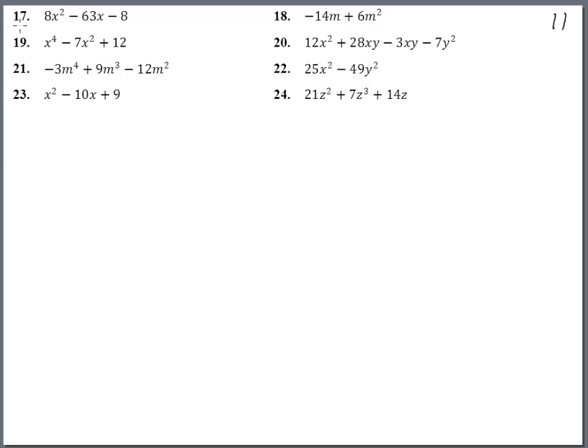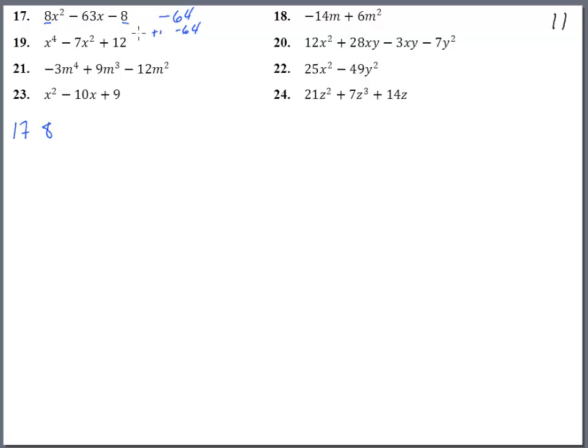Here we are on page 11, solutions number 17 through 24. We're expected to factor these. So we'll start with number 17. Looks like we can't quite pull out a greatest common factor, so we're going to take the first times the last, which is a negative 64. If we start looking at the factors, 1 and 64, oh, wait a minute, there it is right there. So we're going to break that middle term up.